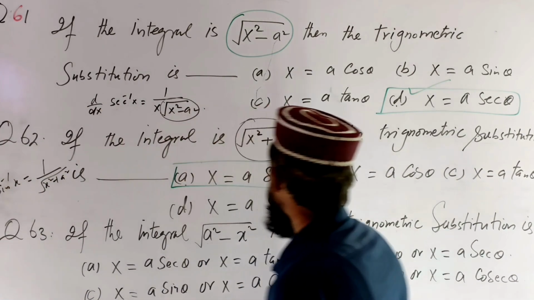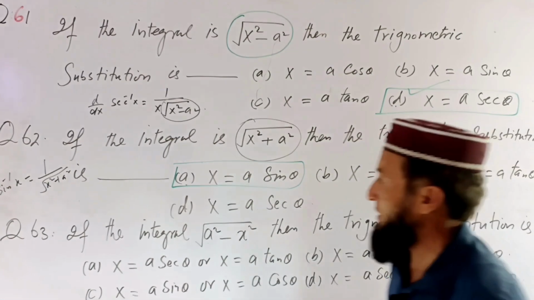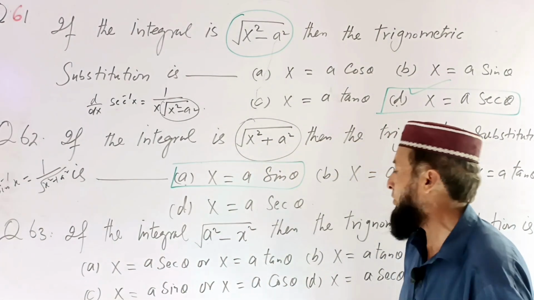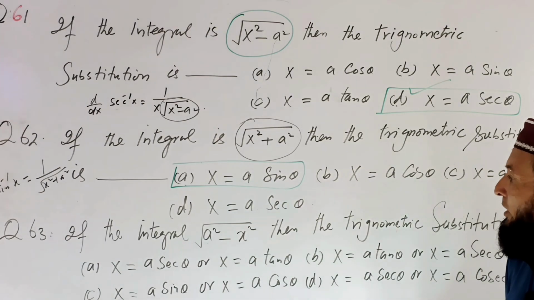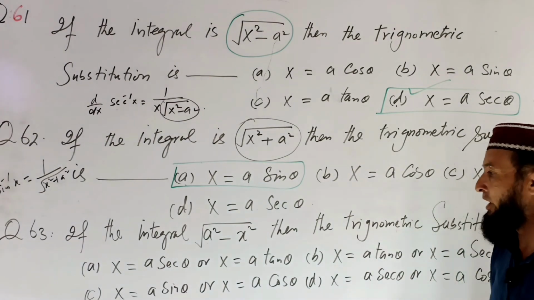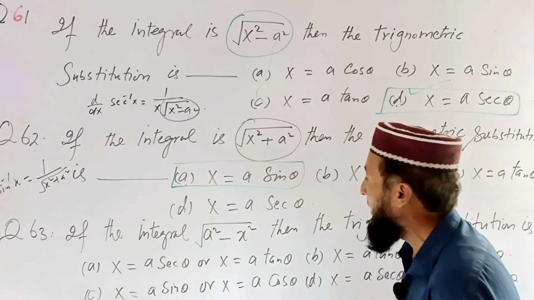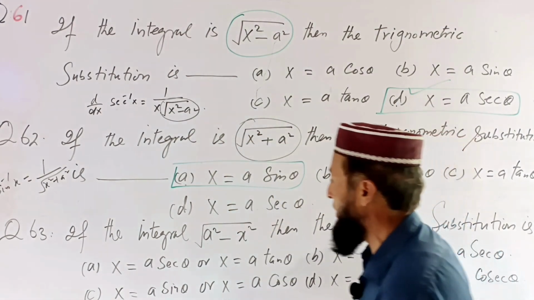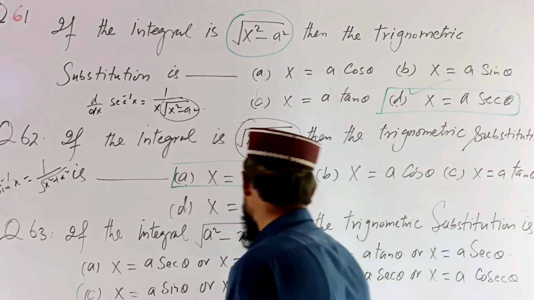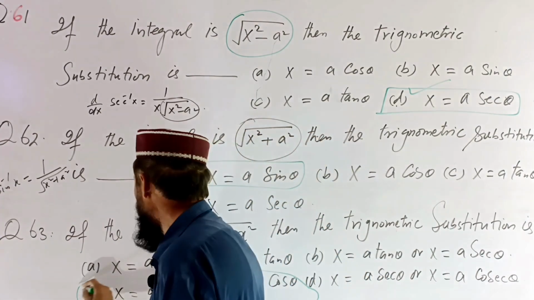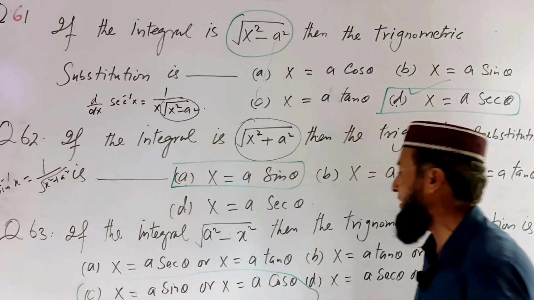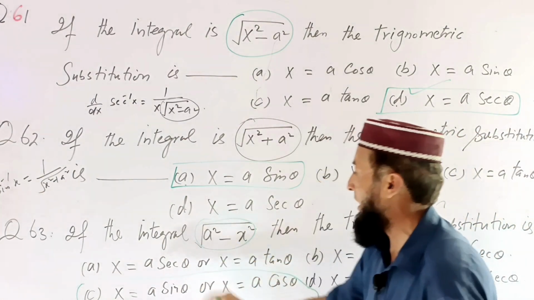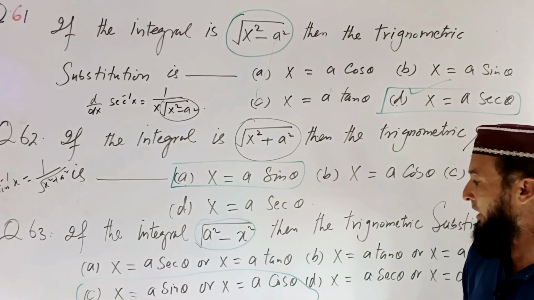If we find the derivative of sine inverse x, it is equal to 1 divided by the square root of the expression under the root. Similarly, question number 63: if the integral has the square root of a square minus x square, we can use both trigonometric substitutions. x is equal to a sin theta is correct, and so is x is equal to a cos theta. So this formula is valid in both cases.